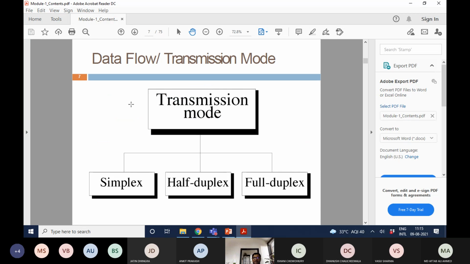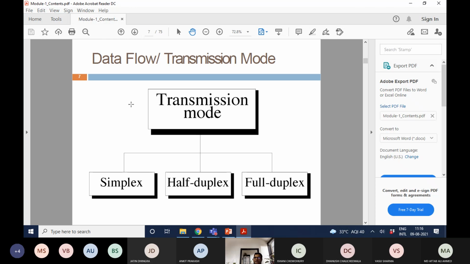Then the transmission mode. Whenever we have a transmission medium in place, transmission medium means a wire is connected between two devices. Then how can they communicate among themselves? They have the transmission medium in place, and both the sender and the receiver are ready. Then also there is the transmission mode. We have three types of transmission mode: one is called simplex, another is half duplex, and another is full duplex.